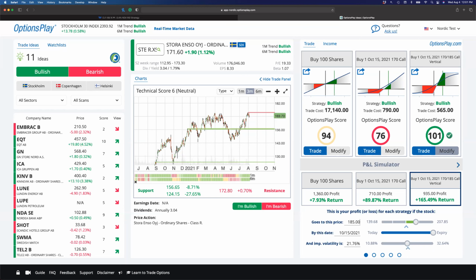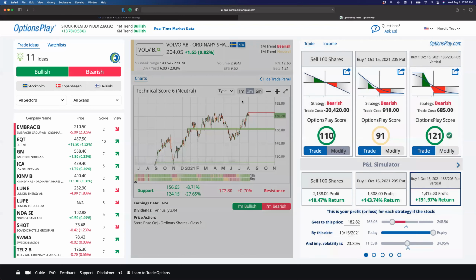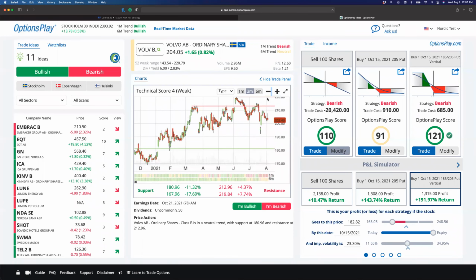So lastly, I will show you one more example, just to show the range, if you will. So far, we've looked at 2 bullish positions. Why don't we take a look at a bearish one? Some of you that are concerned about a pullback here, I do want to show you perhaps some bearish opportunities. So looking at a stock like Volvo, right?